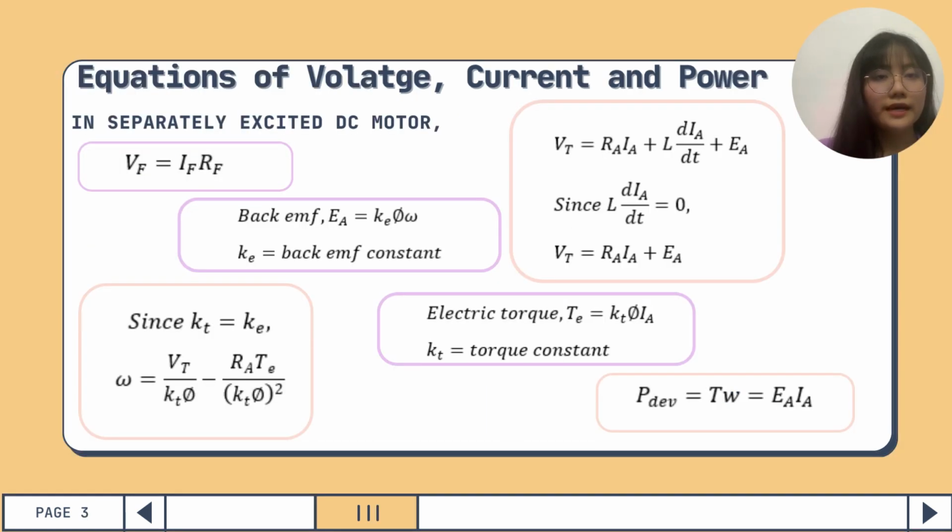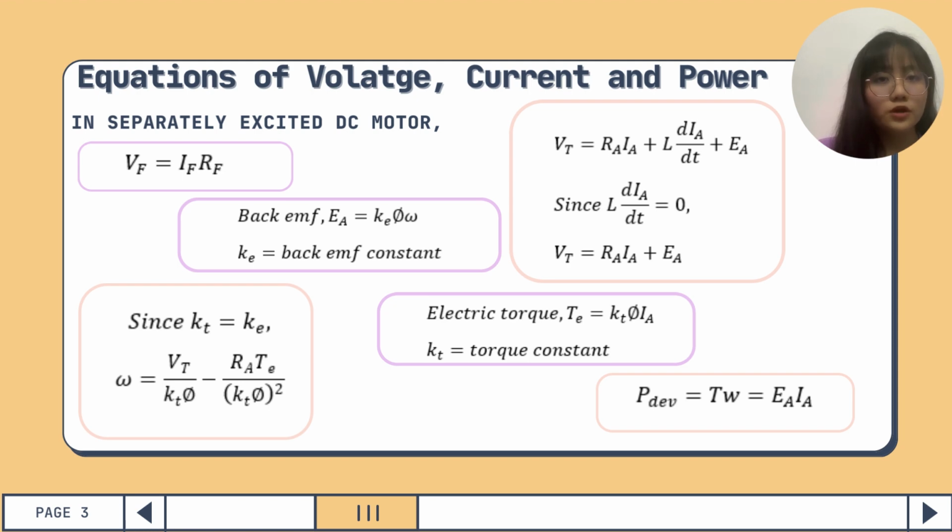Next, we will look at the equations of voltage, current, and power. For the field winding part, we have the equation Vf equals If times Rf. While for the armature winding part, we have the equation Vt equals Ra times Ia plus L dia over dt plus Ea. Since L dia over dt equals 0, Vt is equal to Ra times Ia plus Ea. The equations of back EMF, electric torque, power, and the speed of the machine are shown in the slide.